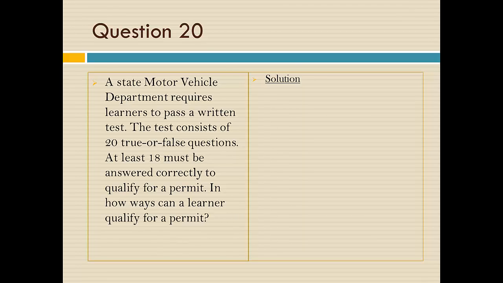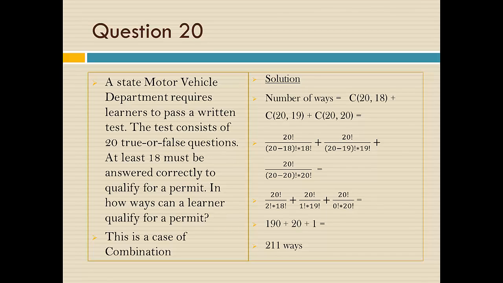So the way you do this is this. You could pass 18 and qualify for the permit, or you could pass 19, or you could pass all 20. So this is a case of combination. You could pass 18 out of 20, which is 20 come 18, or, plus, you could pass 19 out of 20, which is 20 come 19, or you could pass the whole 20, which shows you're very smart, which is 20 come 20. Then you add it up, which gives you 211 ways.